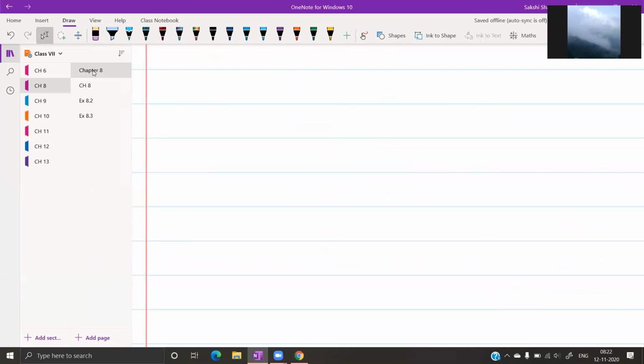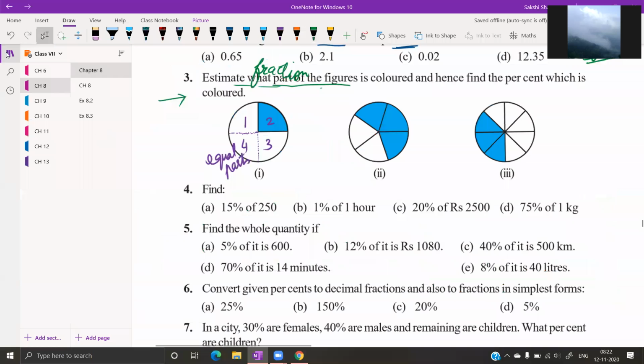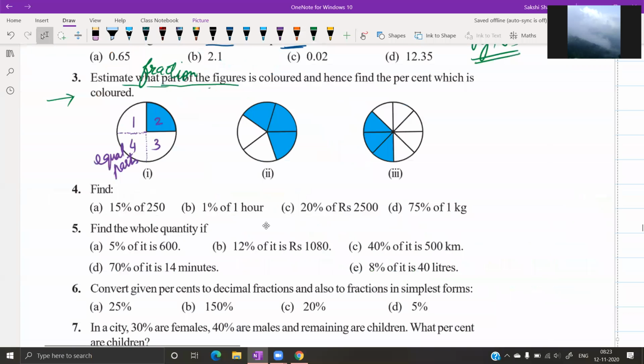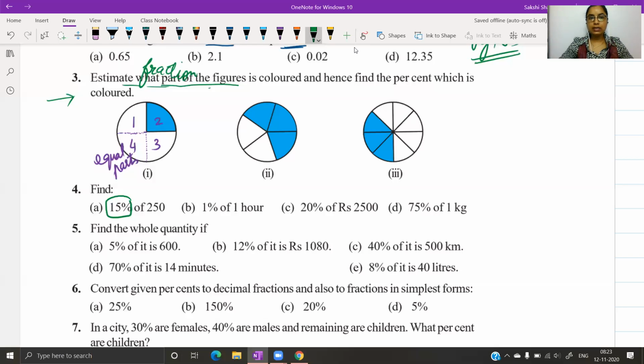Question number 4, find the values. So you have some questions here. Find means you have to solve these. In order to solve these, we will be using whatever we know about fractions and whatever we know about percentages. So 15% actually is a fraction with denominator 100. So 15% will be 15 over 100. Of represents multiplication, and then we can solve. This is as simple as that. Convert your percentage into a fraction, change of to multiplication, and then you can simplify.